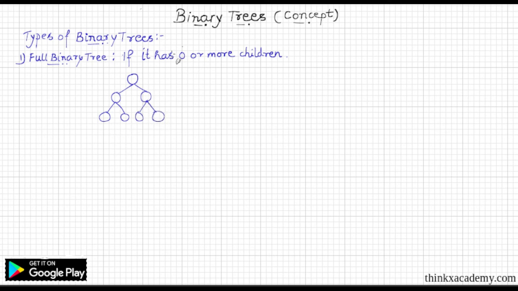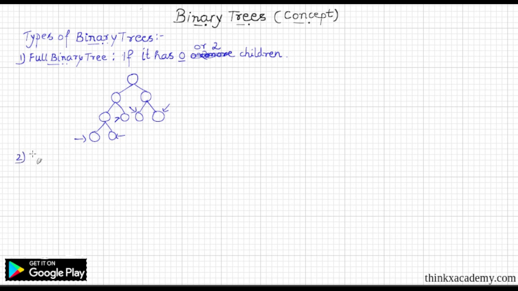So you can see that this is an example of a full binary tree, because each and every node in this binary tree has 2 children, and you can also see that it should have 0 or 2 children. So you can see that each and every node is having 2 children, and these last nodes are having 0 children because they are the leaves. So this is an example of a full binary tree.